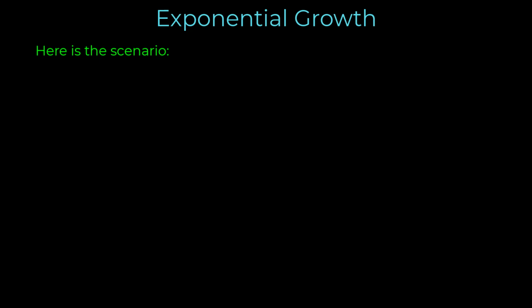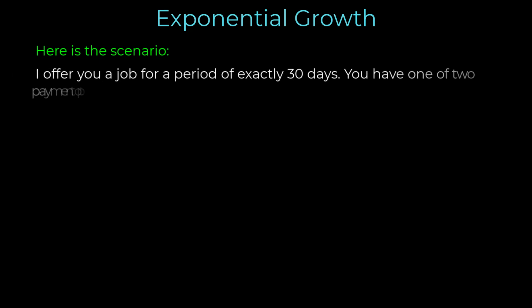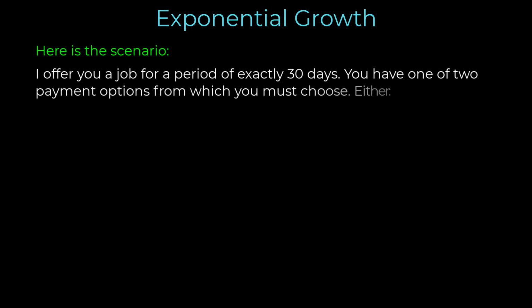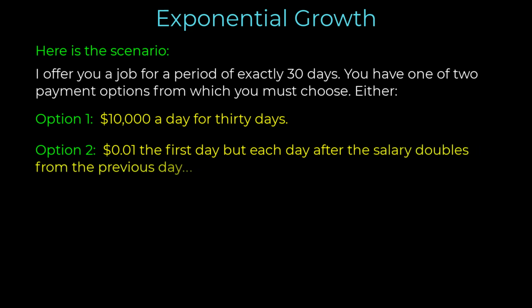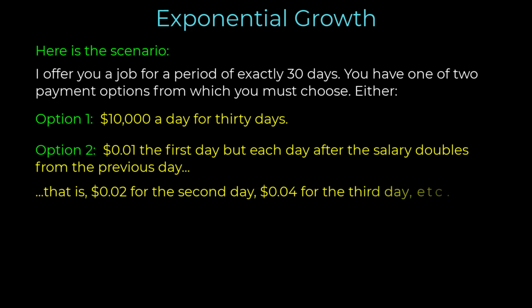Suppose I wanted some help in producing these videos, so I offered you a job which will last for exactly 30 days. I offer you one of 2 different payment options. I will either pay you the rather generous salary of $10,000 per day, or I will make you a strange offer. The second offer is that I would pay you a penny for the first day, then each day I would double the wages of your previous day. So for day 2 you would earn 2 cents, for day 3 you would earn 4 cents, etc.